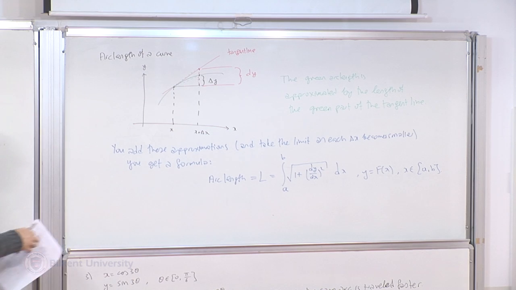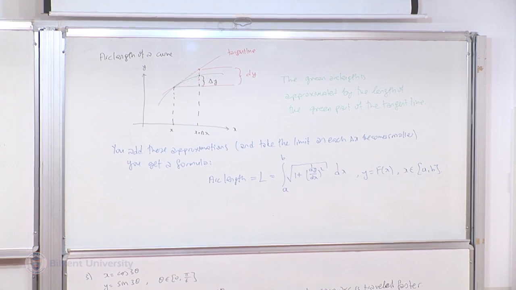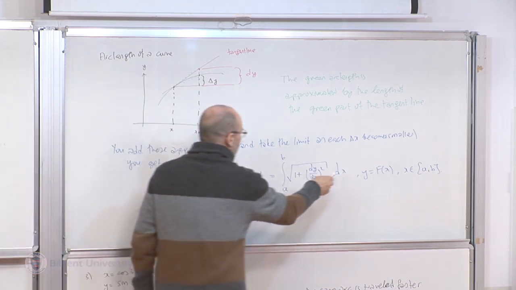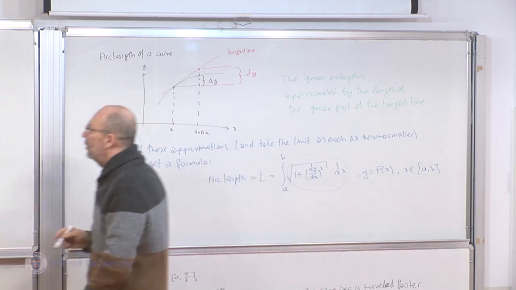If, however, the curve is given by parametric equations, then we have to change things. Again using the chain rule as before. You see, we are trying to understand this part. So this is the part we want to understand.